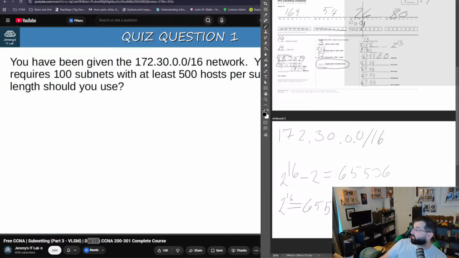Let's do 9. So 2 to the power of 9 is going to equal 512. So now I want to make sure that I don't get confused with the number of addresses and the number of subnets.